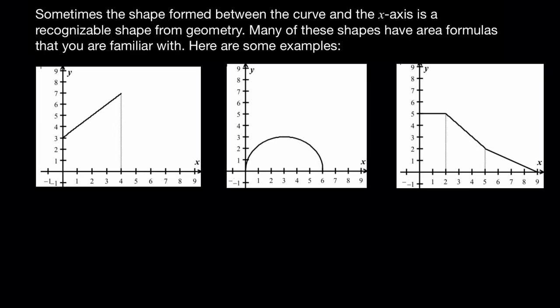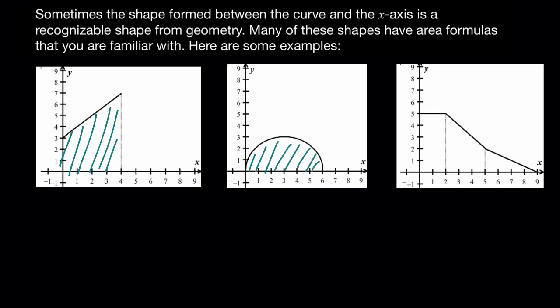Sometimes the shape formed between the curve and the x-axis is a recognizable shape from geometry, such as that triangle was. Many of these shapes have area formulas that you're familiar with, and so here are some examples. And what we're trying to do is find these areas right here.